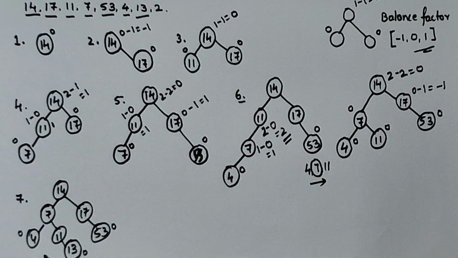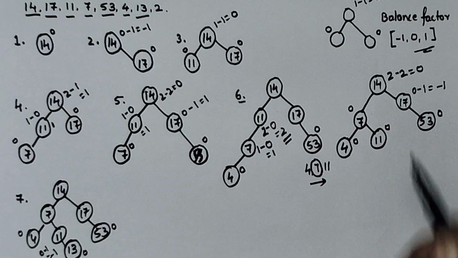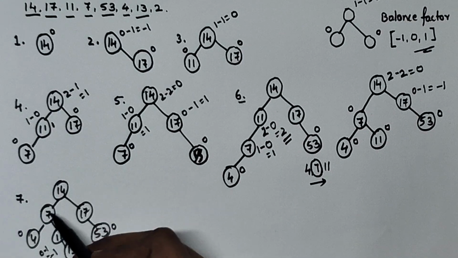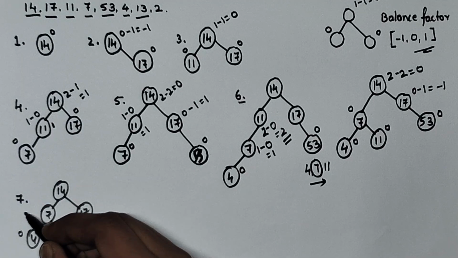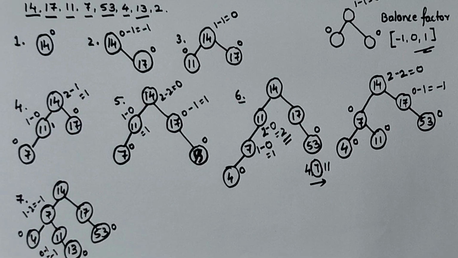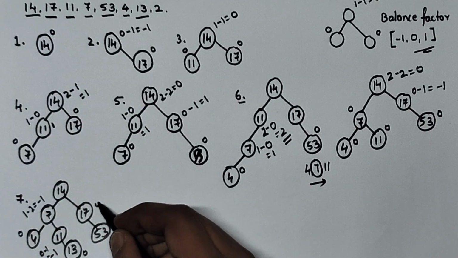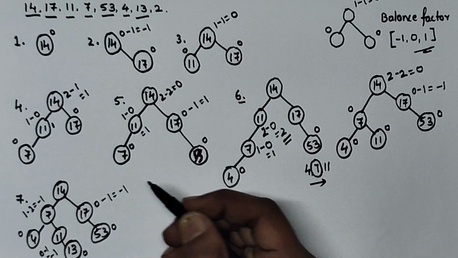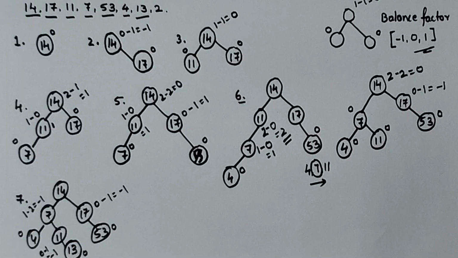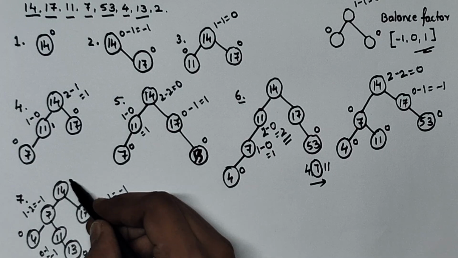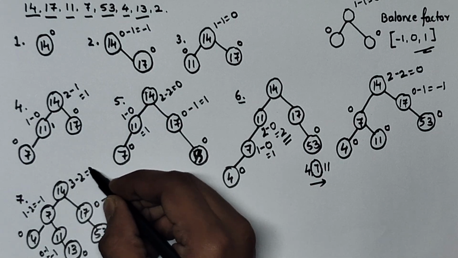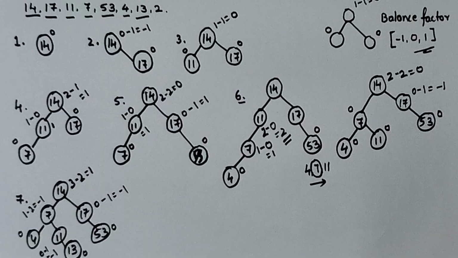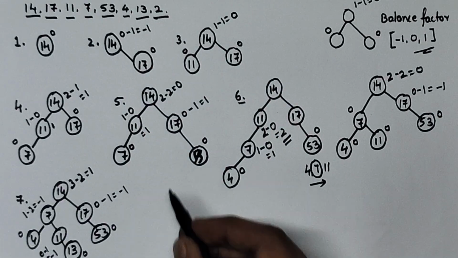Now for 11, no left child is there but there is a right child. So 0 minus 1 will be minus 1, which is allowed in the balance factor range. Next, for 7, if you see, one left child and two right children. So 1 minus 2 will be minus 1, which is allowed. For 17, no left child but one right child. So minus 1. Next, for 14, you must take the longest path. 1, 2, 3. So 3 left children minus 2 right children. So 3 minus 2 will be 1, which is allowed. So now you can move to the further step, that is the last one.